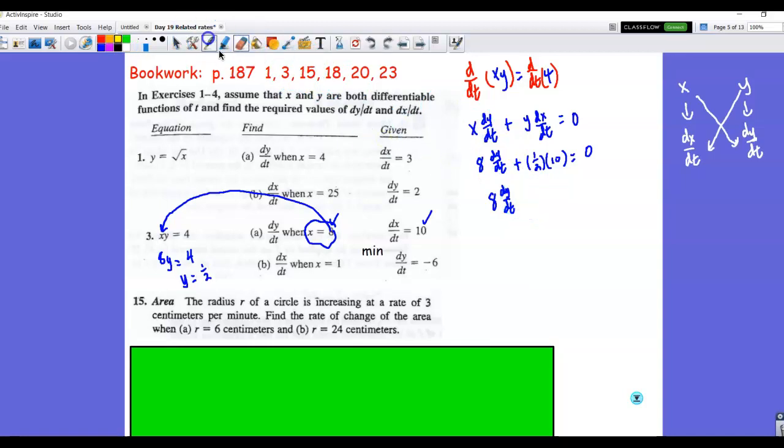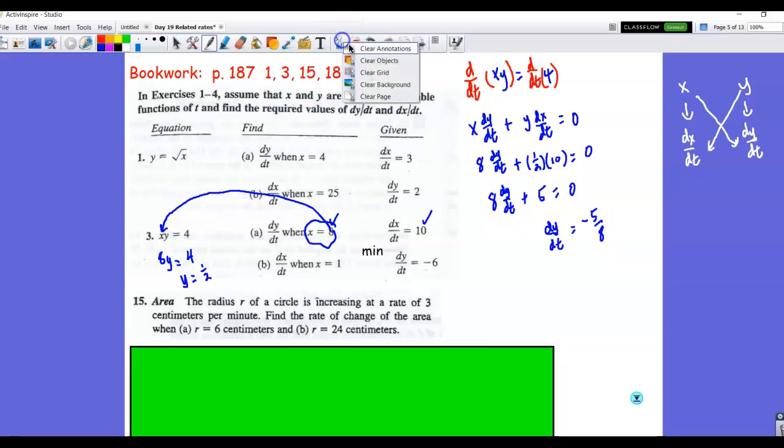Plus half of 10 is 5, so I'm going to get dy/dt by itself by subtracting 5 from both sides and dividing by 8. And so dy/dt is equal to negative 5 over 8. So that's the implicit differentiation piece. We're taking the derivative with respect to t, and now we're actually going to break down some word problems.